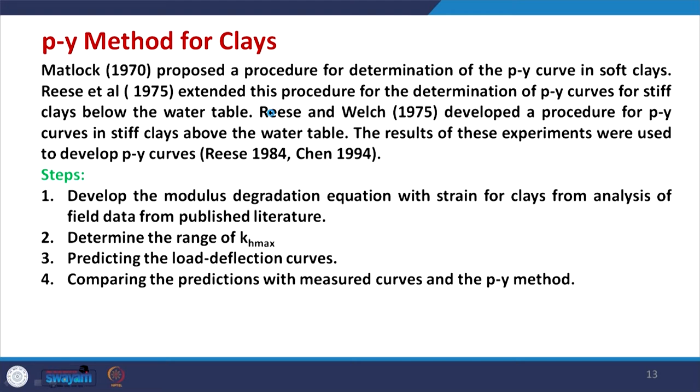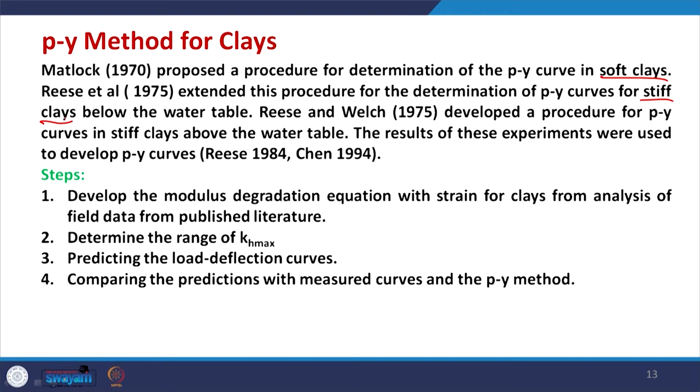Matlock in 1970 proposed a process for determination of the PY curve in soft clays. So, Matlock has given it for the soft clay, and later Rees et al. extended this theory for stiff clays. So, one case is for soft clay and another is for stiff clay, and we are going to discuss them separately. Rees et al. considered it below the water table. Later, Reese and Welch extended the same thing above the water table. Finally, these experimental results were used to develop PY curves, which have been represented by Reese in 1984 and Chen in 1994.